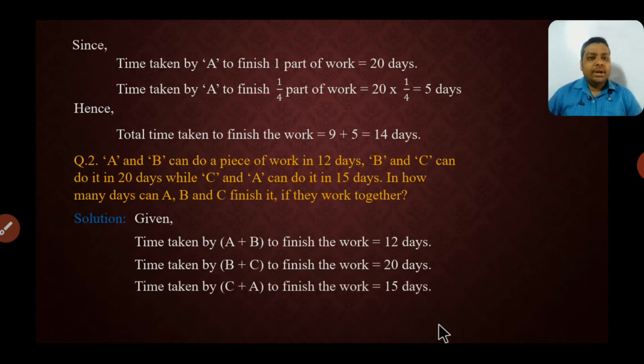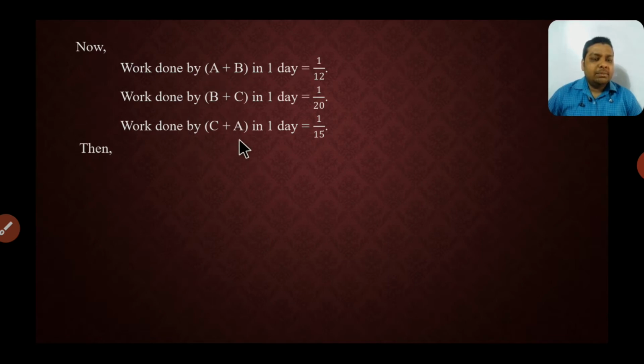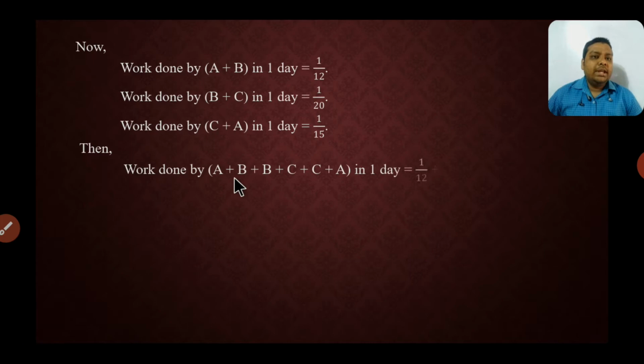Now, work done by A plus B in 1 day is 1 by 12, work done by B plus C is 1 by 20, and work done by C plus A is 1 by 15. Let's add all three. On the LHS we have work done by A plus B, B plus C, and C plus A, and on the RHS 1 by 12 plus 1 by 20 plus 1 by 15.